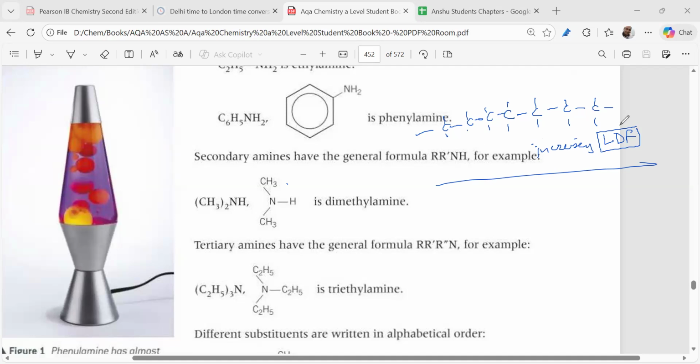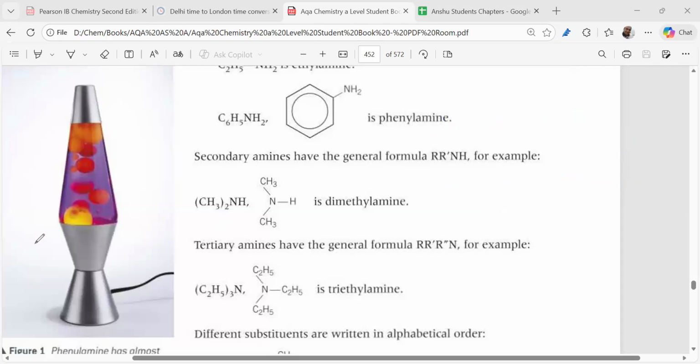So just learn this: if you are going from methylamine to ethylamine to propylamine to butylamine to pentylamine, you'll see that the London dispersion forces will increase. Now moving to this part, we have to know a very important point: whenever we see an amine, how to name the amine.